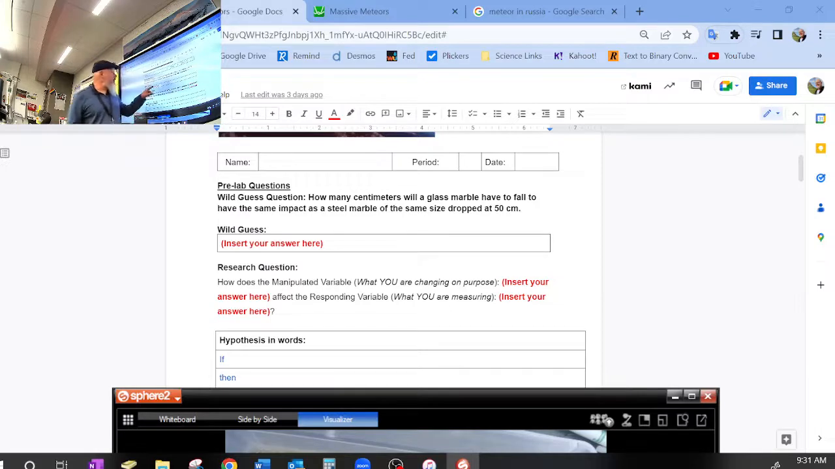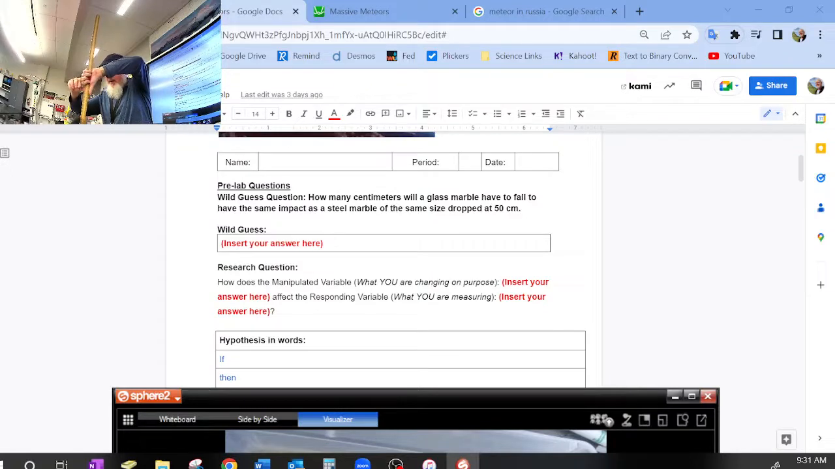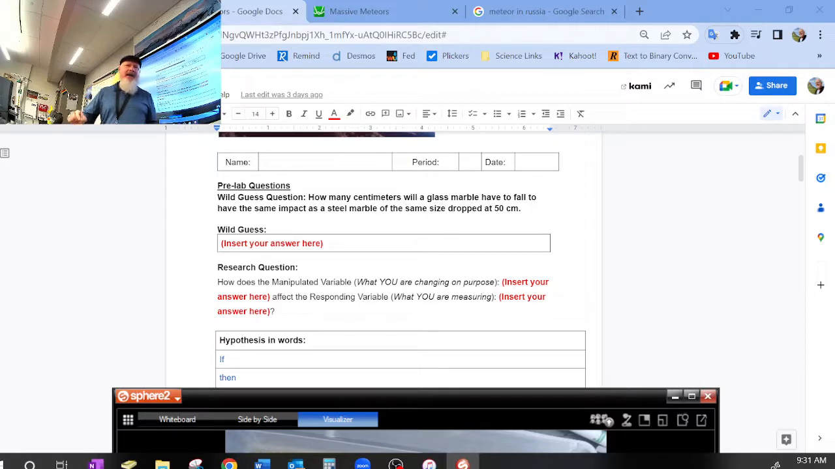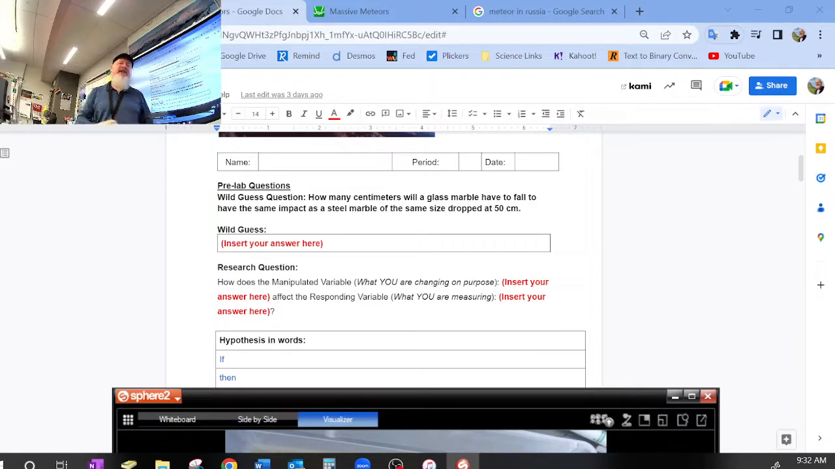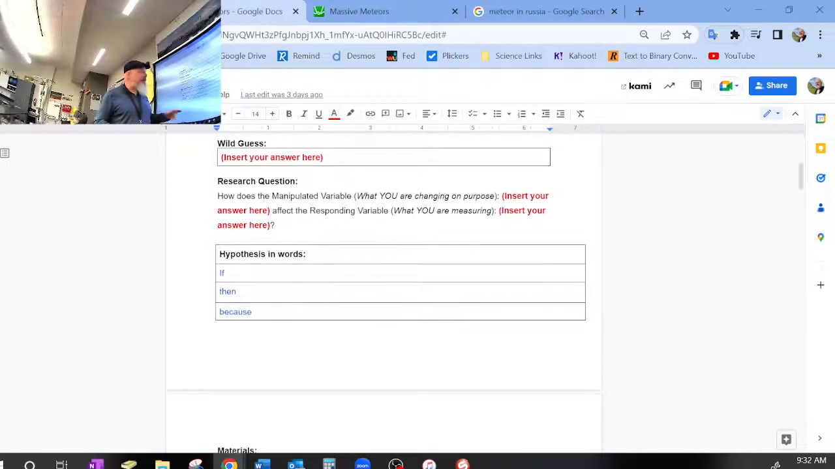So your wild guess question is, if I drop this from 50 centimeters, so if I take my meter stick, and there's my meter stick for 50 centimeters, if I drop this from 50 centimeters and I leave a crater, that's the size of the crater. How many centimeters would I have to hold the glass marble to match the same size crater as the steel marble? So that's going to be the experiment.